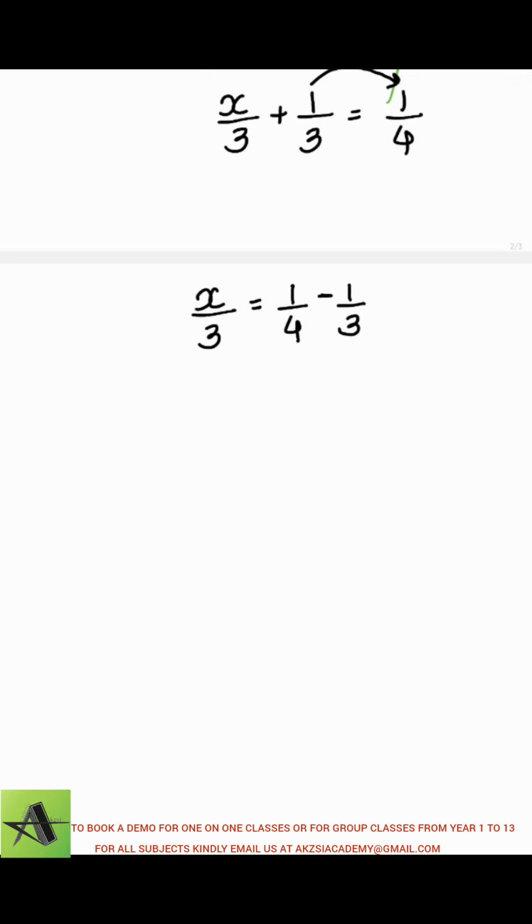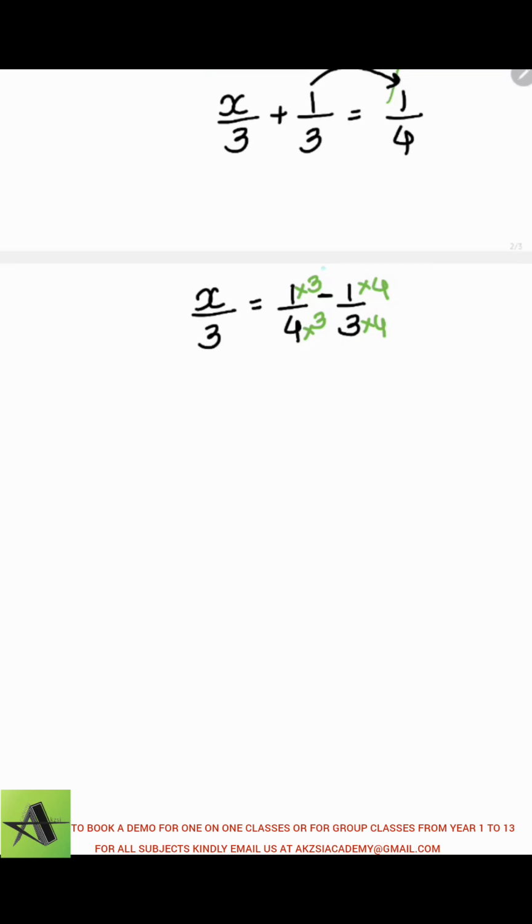So the LCM or a common denominator that I can get for 4 and 3 is 12. So I need to multiply this with 3. In order to make 4 into 12, I have to multiply it with 3. And similarly, I have to multiply the numerator with 3 as well. If I want to make 3 into 12, then I need to multiply 3 with 4. So multiplying this with 4 and this with 4 as well.